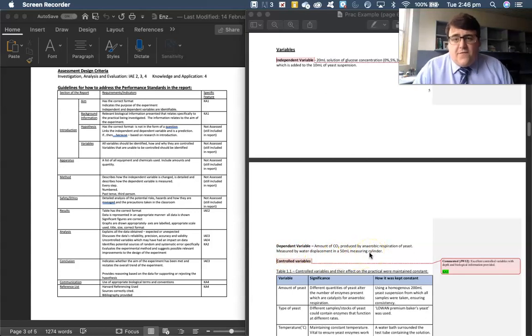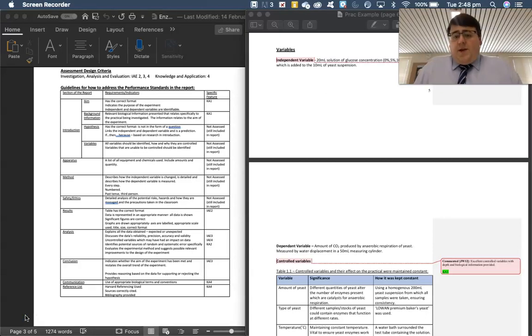So for the independent and dependent variable, you just state those variables, and then you talk about how you're changing the independent variable, or what you're measuring the dependent variable with. So in summary, for the independent variable, stating what the independent variable is and how you're changing it, and for the dependent variable, stating what the dependent variable is, and how you're measuring that.